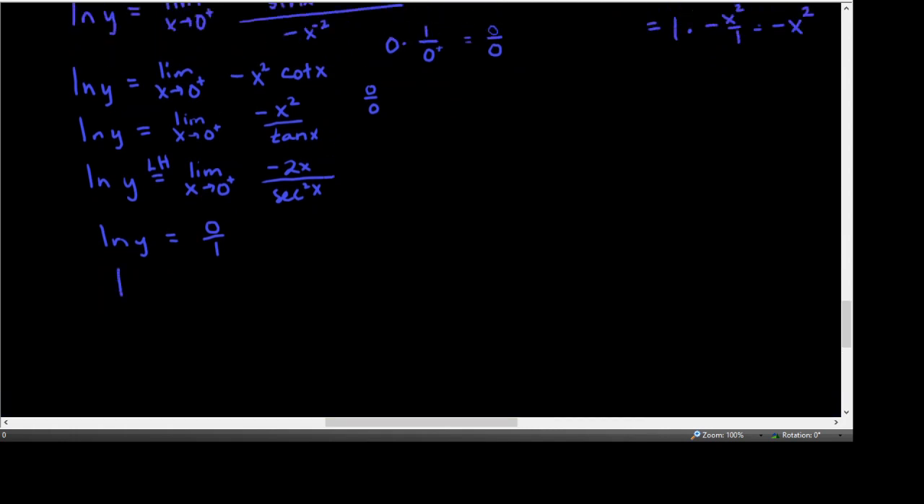So the natural logarithm of y is 0. So that means that y is, by definition of logarithm, e to the 0, which is 1. And so therefore, the limit as x approaches 0 from the right side of sine of x to the x is 1.